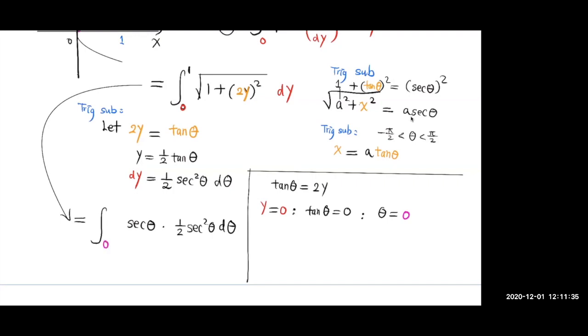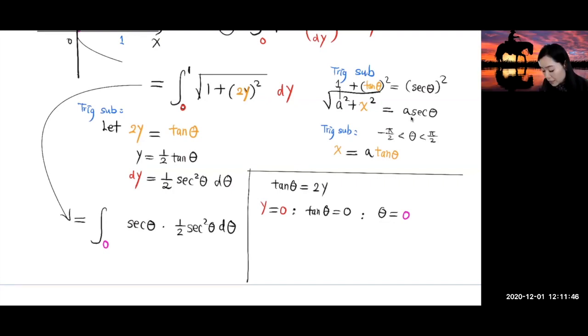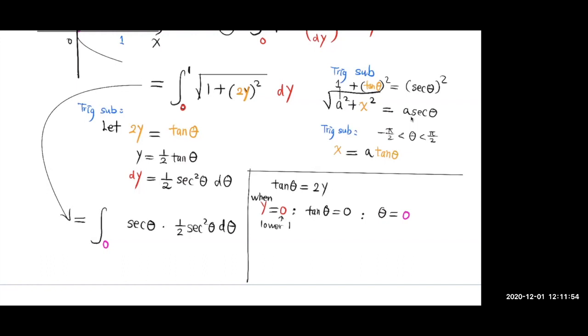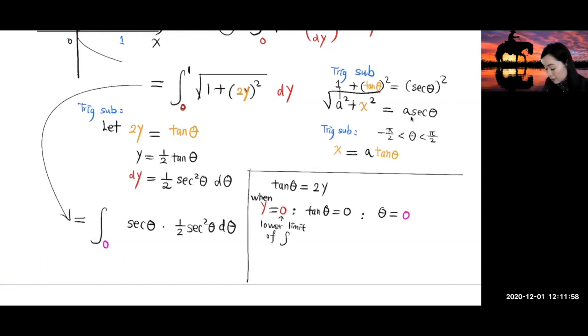I have a question. Yeah? How did you get from tangent theta equals 2y to y equals? This is when y equals 0, the lower limit of the integral. When y equals this lower limit of the integral, which is 0, tangent theta will equal 2 times 0, which is 0. Then theta will be equal to 0 because theta is in here.